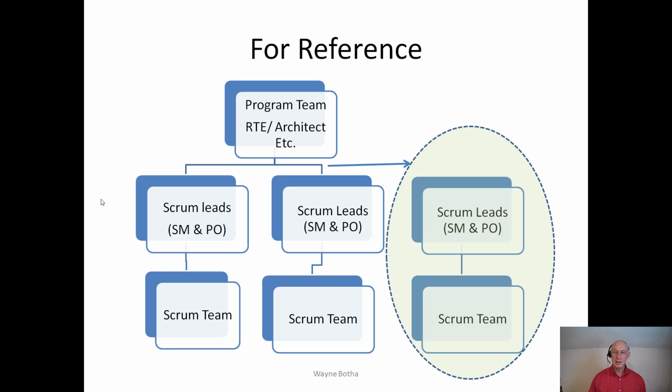Okay, and so for reference, this is what I am referring to as a typical release train engineer program team setup. Obviously, this is based on the Scaled Agile Framework. What we have here is a program team at the top, consisting of various people such as the release train engineer and solution architect and whoever else you need at the program level for your release train. Then we have the Scrum teams. Each Scrum team obviously has a Scrum Master, a product owner, and various team members. And you can have as many Scrum teams as you need on your release train. The reason I've specifically broken out the Scrum leads in this slide is that the Scrum Master and product owner need to interface with the program team as well as with their Scrum teams.